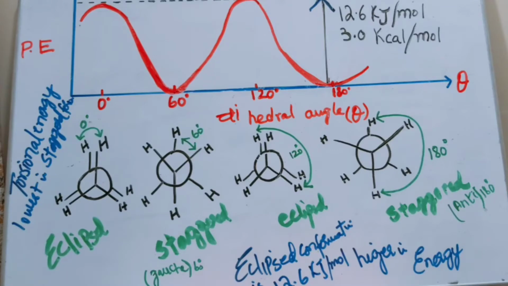In my last lecture I was discussing with you the conformational analysis of ethane, and I explained the different forms, that is the staggered and the eclipsed forms of the ethane molecule, right?